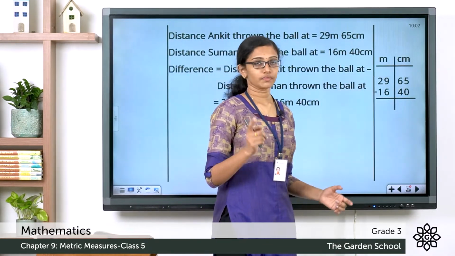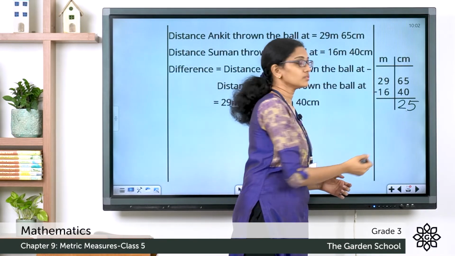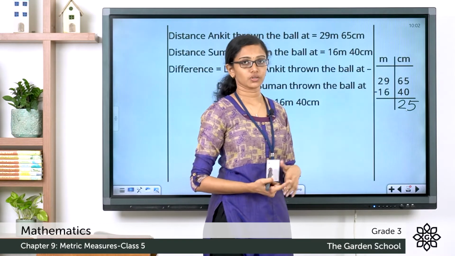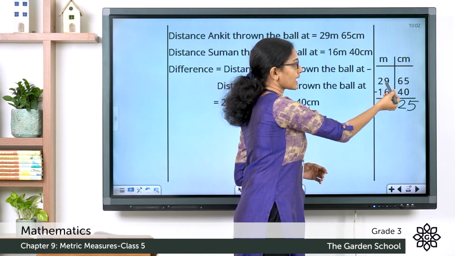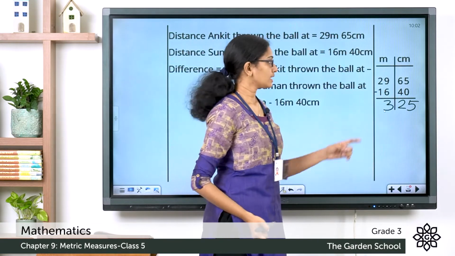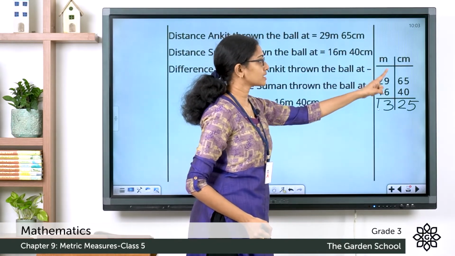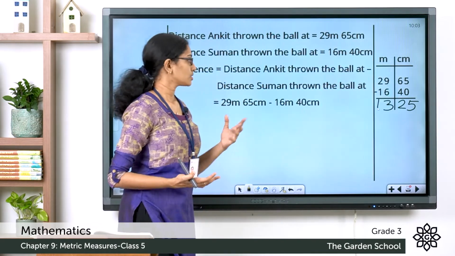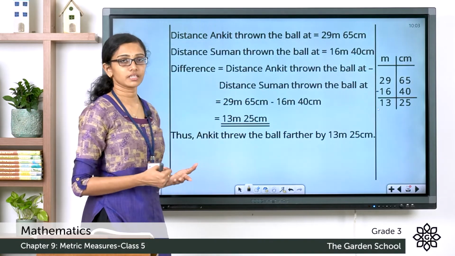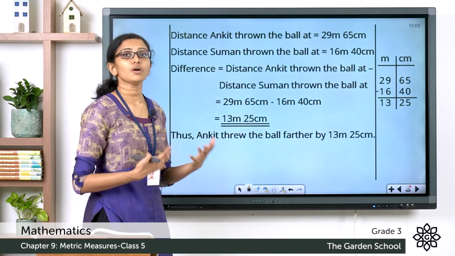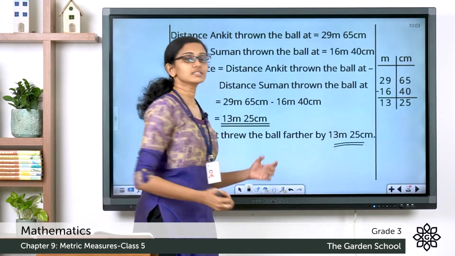In the centimeter column, we have 5 minus 0, 5, and 6 minus 4 is equal to 2. So, that is 25 centimeters. Now, proceeding to the higher unit column. In the meter column, we have 9 minus 6, which is equal to 3, and 2 minus 1, which is equal to 1. So, we have 13 meter and 25 centimeter. So, what is the difference? It is 13 meter and 25 centimeter. So, Ankit threw the ball farther by a distance of 13 meter and 25 centimeters.